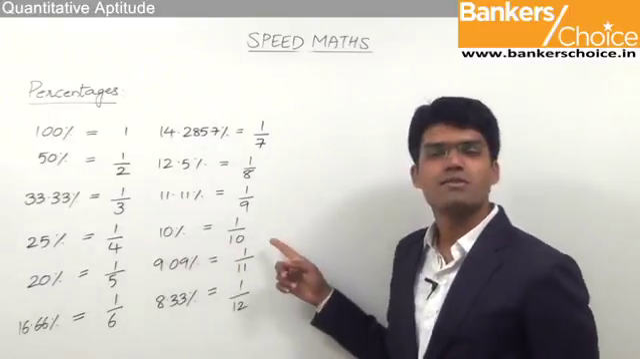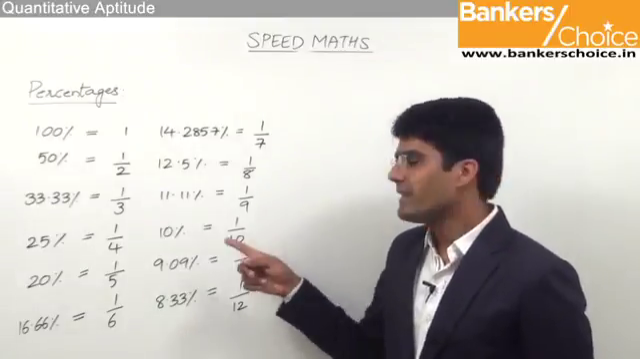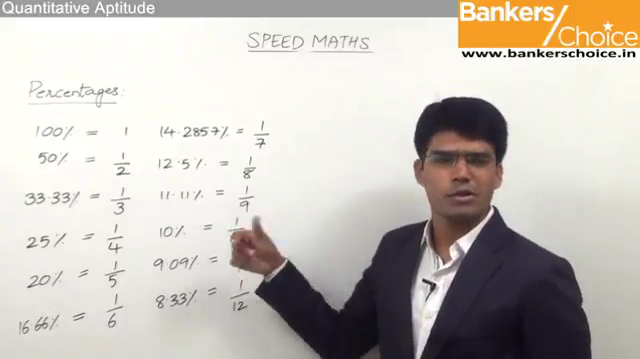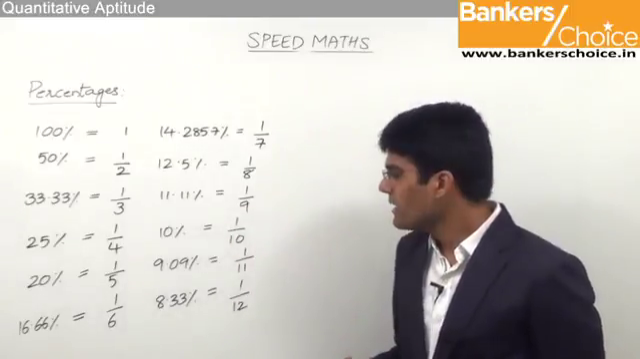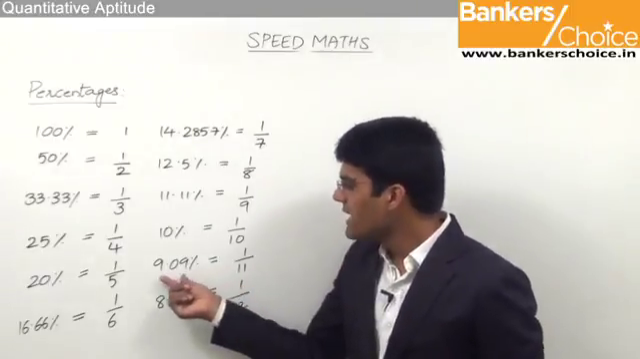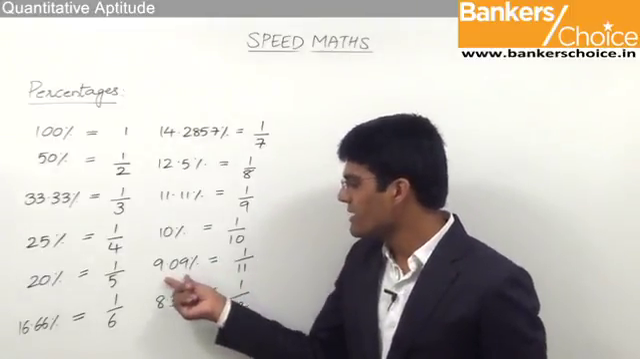Likewise, 10% equals 1 by 10. This again is a very simple one. 10% is 1 by 10, 20% is 2 by 10, 30% is 3 by 10, 40% is 4 by 10 and so on. Now if you look at 9.09% equals 1 by 11. Here we know that 9.09% is 1 by 11. So 9.09% of any value should be equal to 1 by 11 of the value.